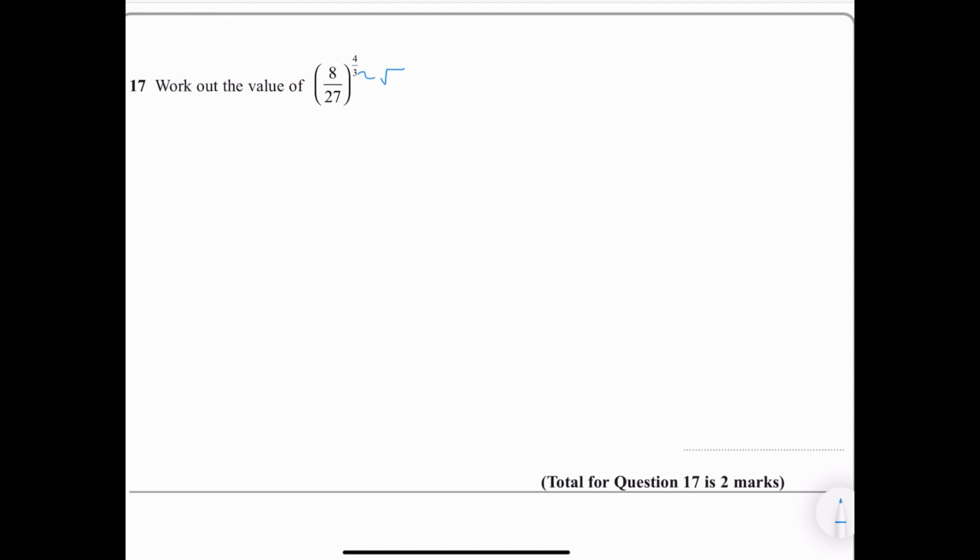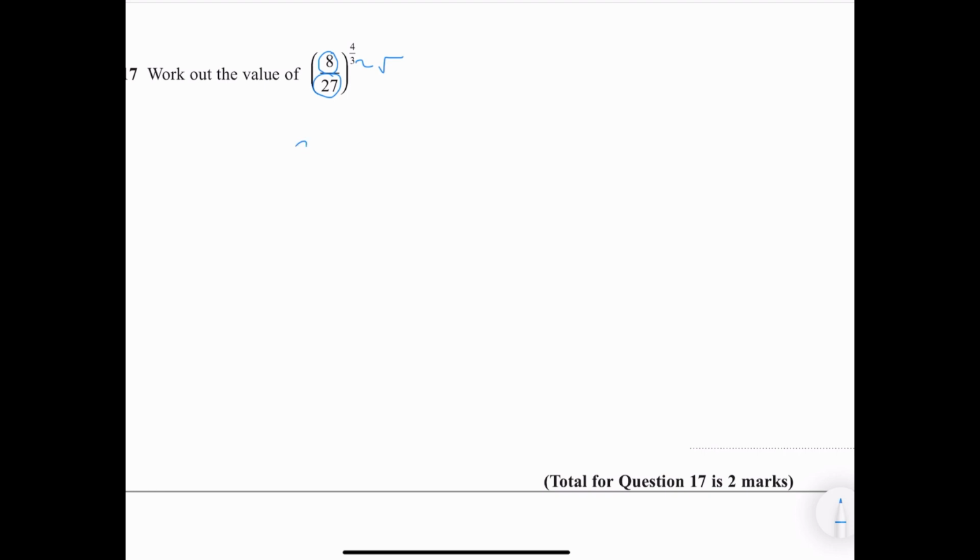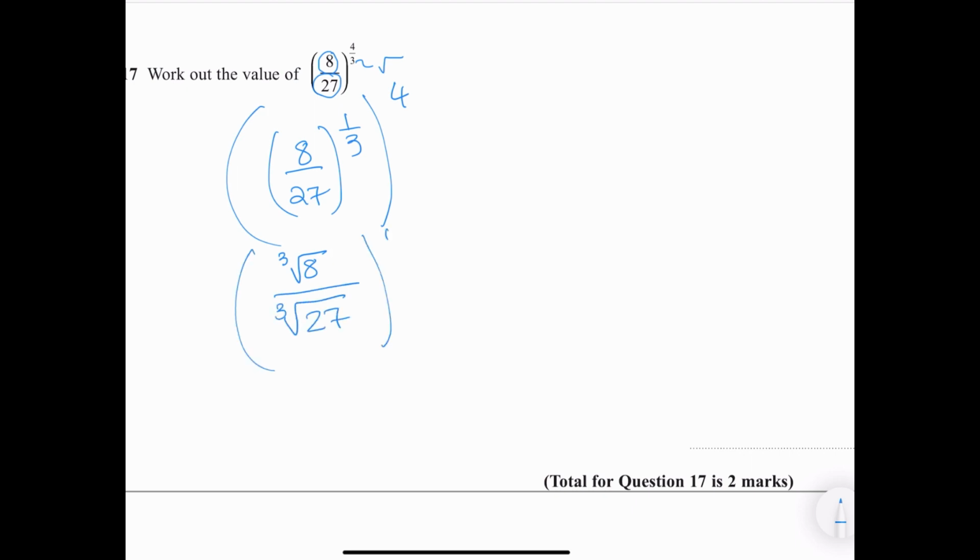So looking at these, I've noticed that 8 and 27 are both cube numbers. So I'm going to think of this as 8 over 27 to the power of a third, and then I'm going to put that to the power of 4. Now, power of a third is the same thing as cube rooting. So I'm going to split that up and say that's the same as the cube root of 8 over the cube root of 27. That all is to the power of 4.